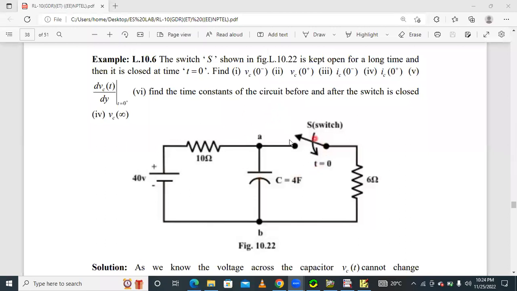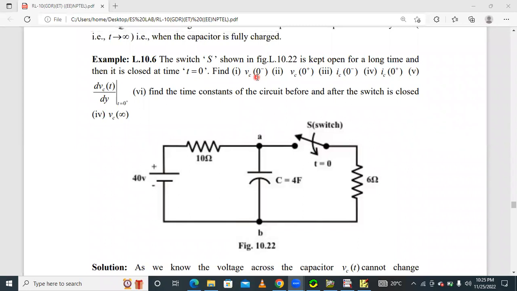So for example, this is the circuit. In this example, the switch S, as shown in the figure, is kept open for a long time, and then it is closed at t equal to 0. So find first VC of 0 minus. VC of 0 minus means before the switching action.